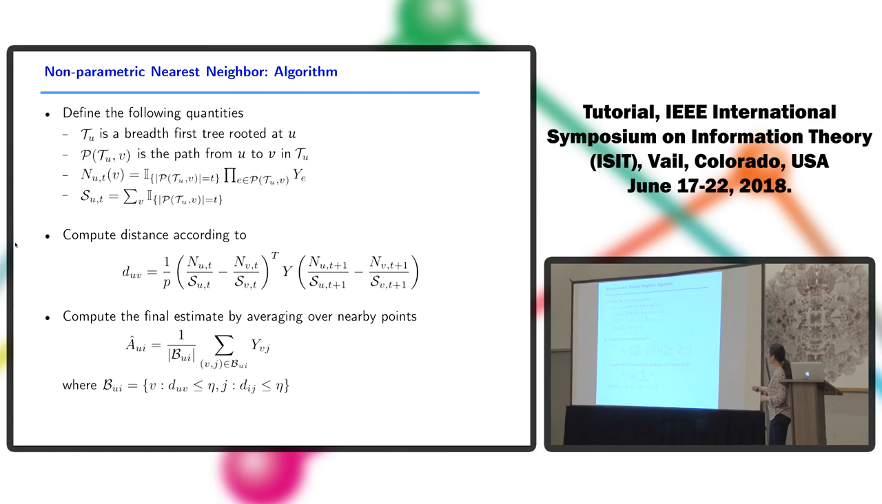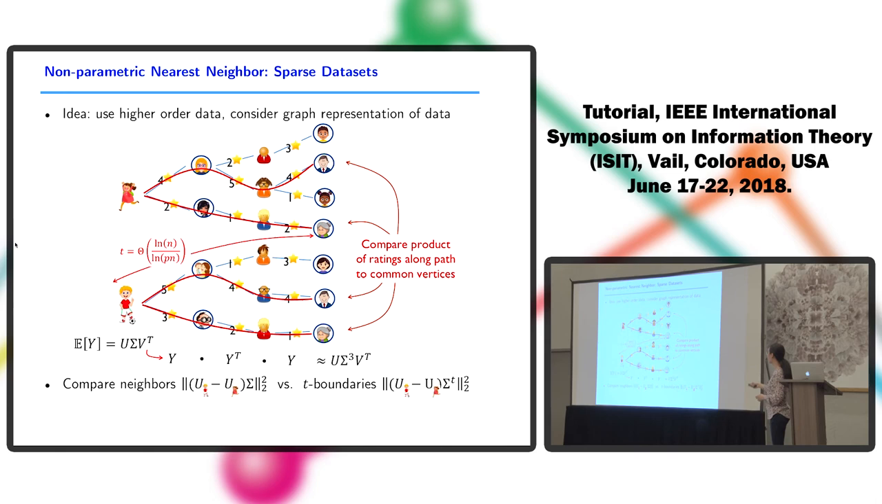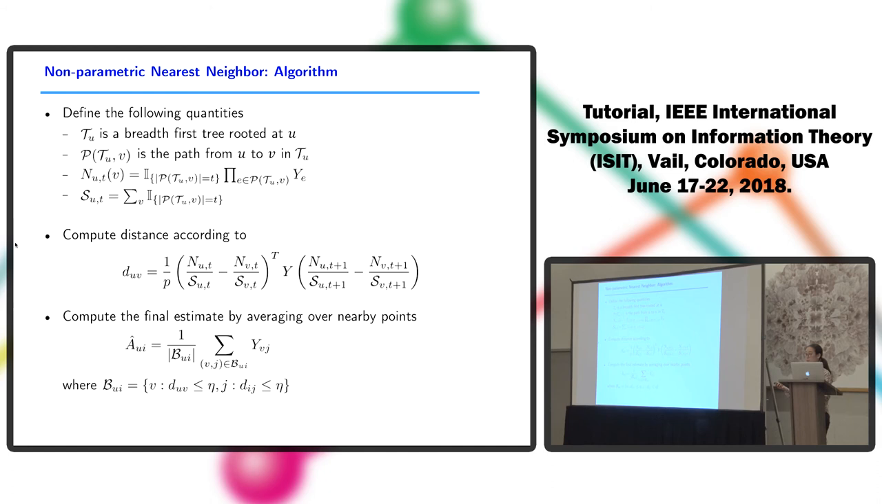And then given these distances, we can compute the final estimate by averaging over nearby points again. So nothing actually changed in this piece. The only thing that changed was the distance. And so what we can actually prove, oh yeah, go ahead. I have questions about the algorithm. Good. What's the intuition behind the quantities N and S?